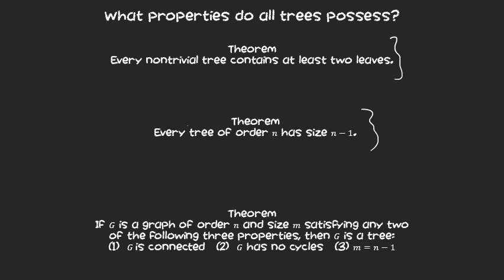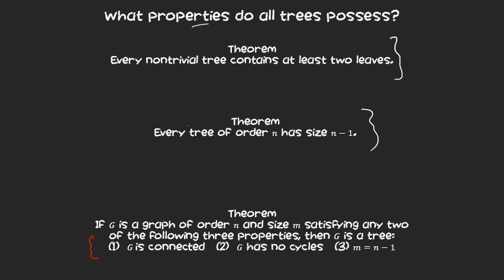And then what we're going to do in terms of recognizing and understanding properties of trees is we're going to prove this theorem, which is really a collection of theorems. And that is, if we have a graph of order n and size m, and it satisfies just 2 of these 3 properties, then we know it's a tree. And since we know it's a tree, it'll satisfy the other property as well. So every tree is going to have these 3 properties, and if it has 2 of them, then we know it must be a tree.